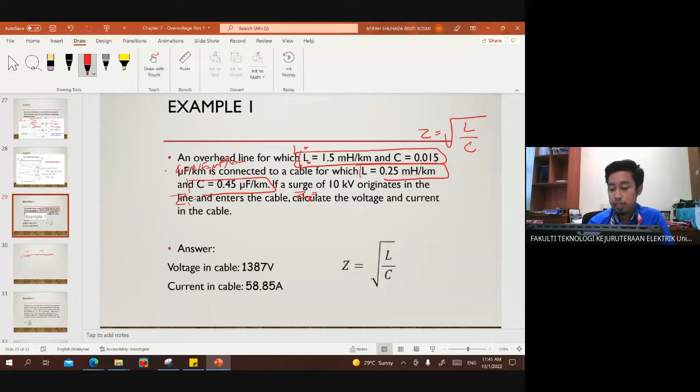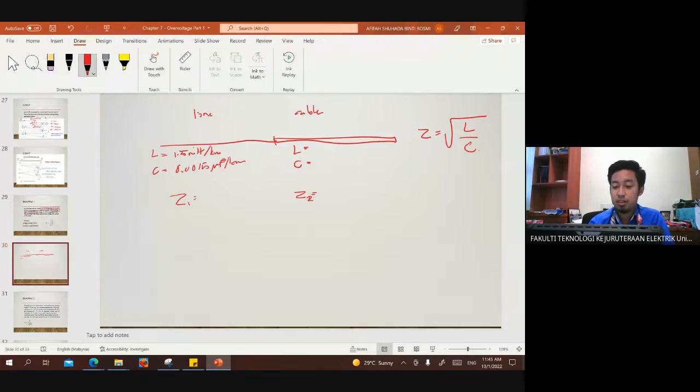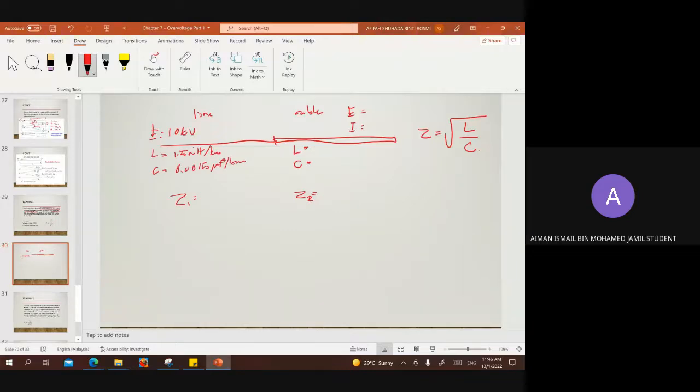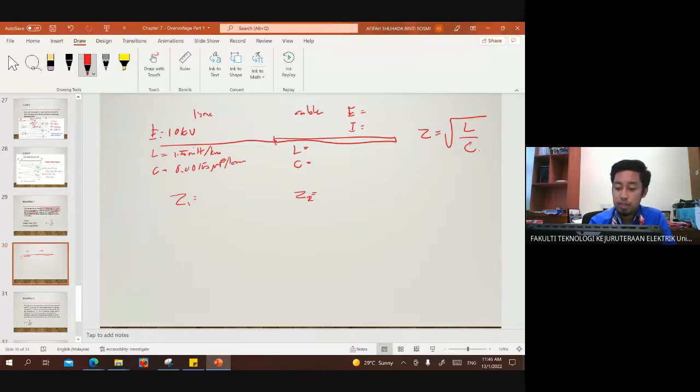Soalan dia, calculate the voltage and current in the cable. Kita nak dapatkan voltage and current dekat sini. Voltage dengan current dia berapa. Okay, dia punya input voltage dia berapa? Dia bagi 10 kV. So nak dapatkan dia punya step tadi tu, you refer back to the equation of reflection coefficient dengan reflection and transmitter coefficient. Okay. So dapatkan nilai Z dulu, Z1 apa?